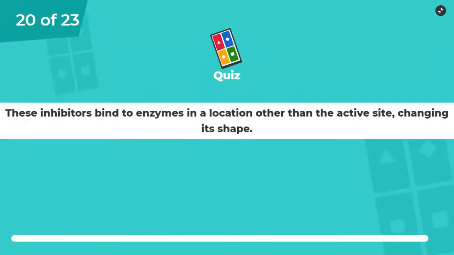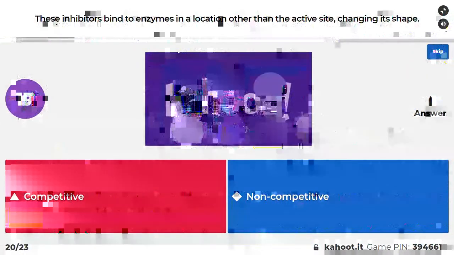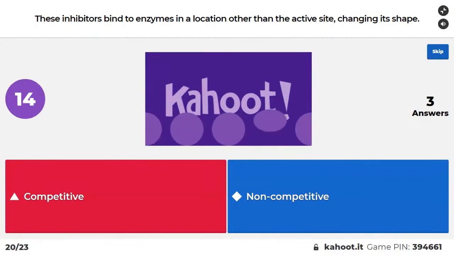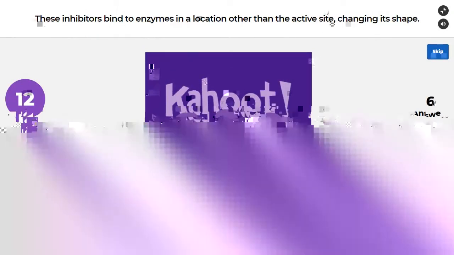And again, I'm asking this, but I won't ask it on the test. I just wondered if you know what this is. These inhibitors bind to enzymes in a location other than the active site to change its shape. Let's take this. Non-competitive, right? Yeah. And the reason for that is because a competitive inhibitor would be binding in the same active site and competing with the substrate. So there you go. You just learned something that the rest of the students didn't have to learn for this unit, but now you know. Wow, Emma, way to go.